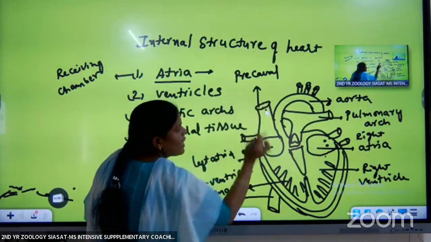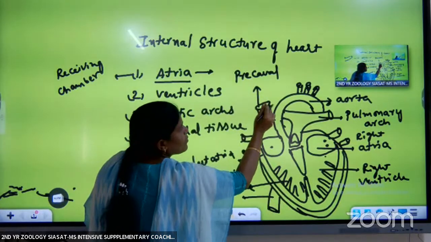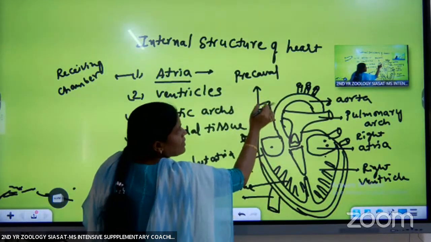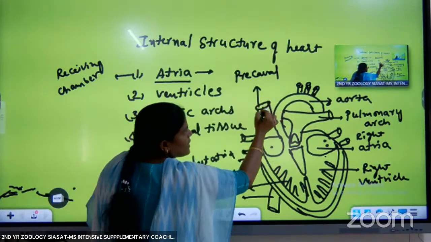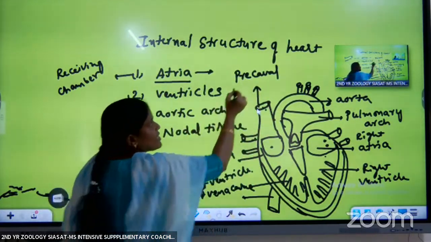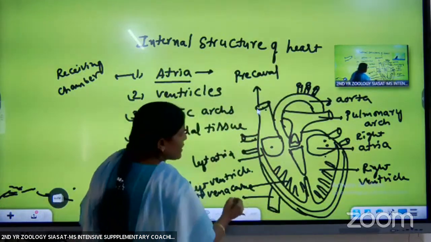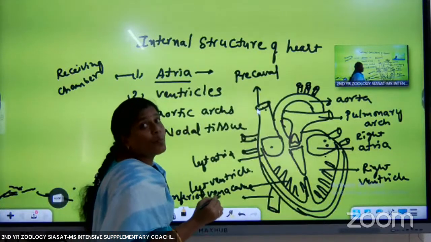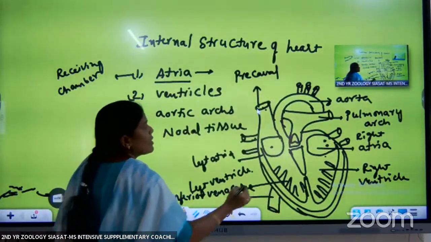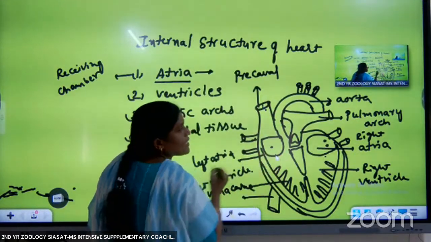superior vena cava and the inferior vena cava. Here, on the anterior side, they collect the deoxygenated blood by the precaval vein, also called the superior vena cava. Down is the inferior vena cava, also called the postcaval vein. They collect the deoxygenated blood and give it to the atria.